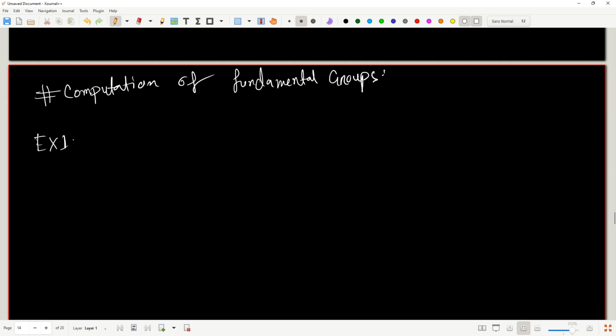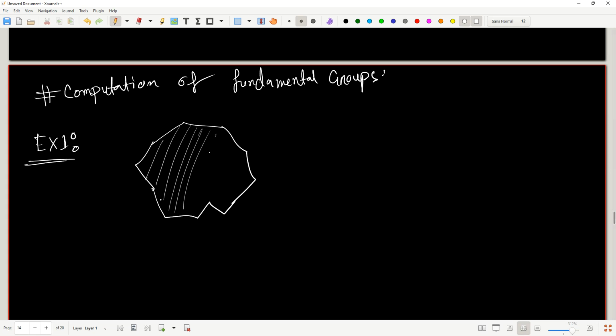And let's say this is your example 1. Let's say I have an n polygon like this. Okay, and this is homeomorphic to a disk as well, and it is inside filled. We want to compute the fundamental group of this polygon. Okay, now at first what you do is that you take a base point, let's say any base point x0.